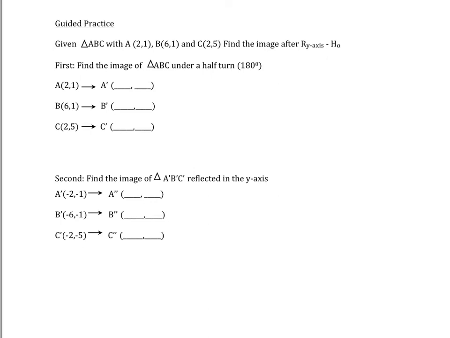We have to find the image after a reflection in the y-axis in composition with a half turn about the origin. Okay, so really the little notation that we're missing here is like a little O in between, a little open circle in between. When your composition is listed as it is in this particular problem, we have to start on the right. So we're going to actually start with the half turn.